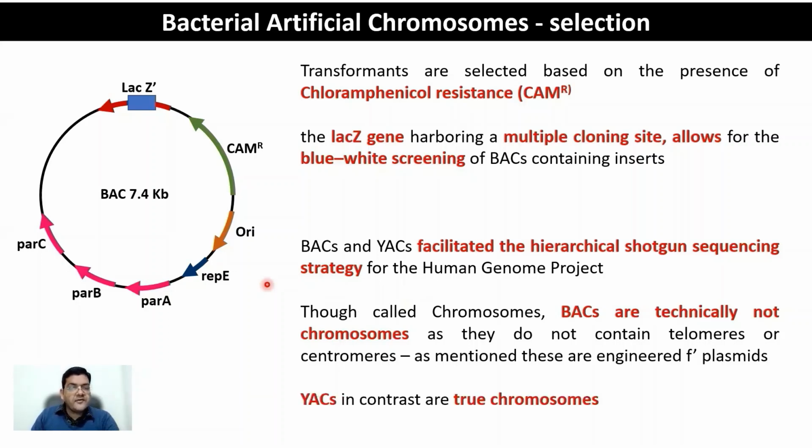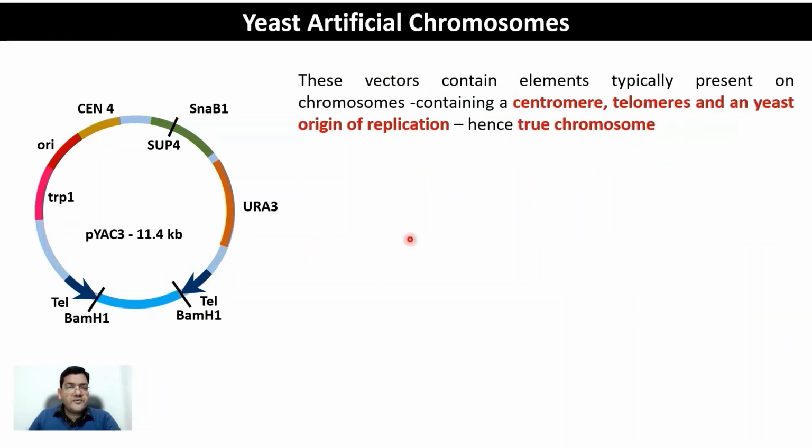And in contrast, YACs are actually true chromosomes. So let's now talk about yeast artificial chromosomes, and in contrast to bacterial artificial chromosomes, these are actually true chromosomes. They contain a centromere, they also contain telomeres, and they have a yeast origin of replication. So these vectors contain elements typically present on chromosomes. They contain centromeres, telomeres, and a yeast origin of replication, and therefore these are true chromosomes, right?